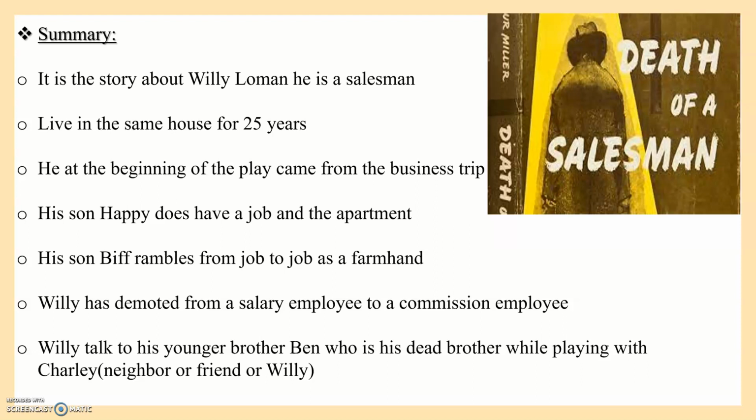During the game, Willie thinks his dead brother, Ben, is in the room with them. Ben had gone to Africa and worked in the diamond mines. This is how he became rich. Willie is talking to Ben and Charlie at the same time, which causes Charlie and Willie to have a disagreement over the card game.